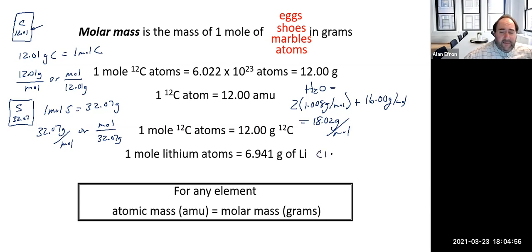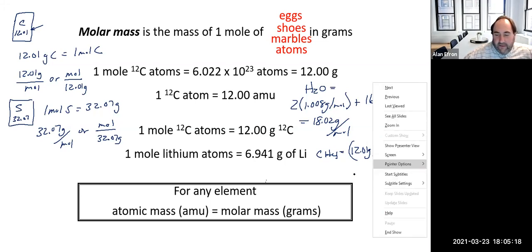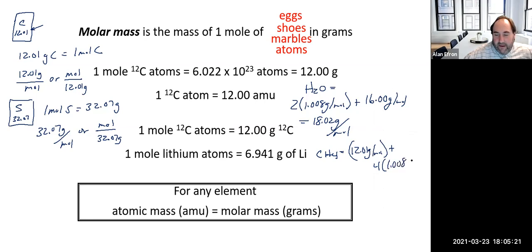If you did something like CH4, you would do the same thing. There's 1 carbon at 12.01 grams per mole on the periodic table, plus 4 times the mass of, not oxygen, but hydrogen would be good if I put the right number there. 1.008. There we go. 1.008 grams per mole. And again, if we add this together, we get about 16 there, basically. 16.04 grams per mole.